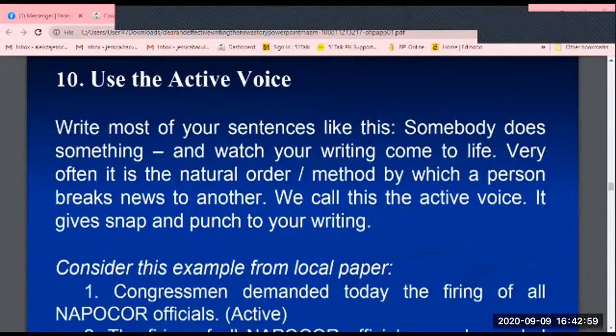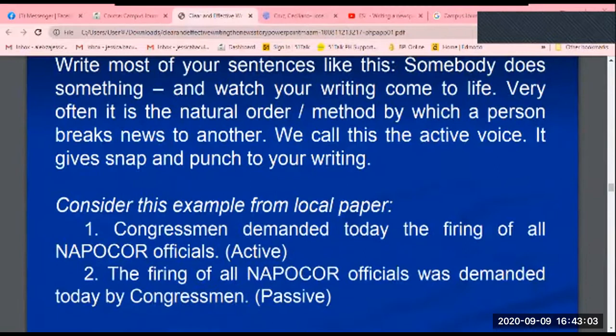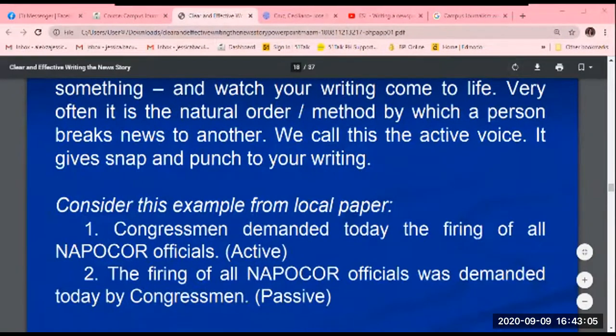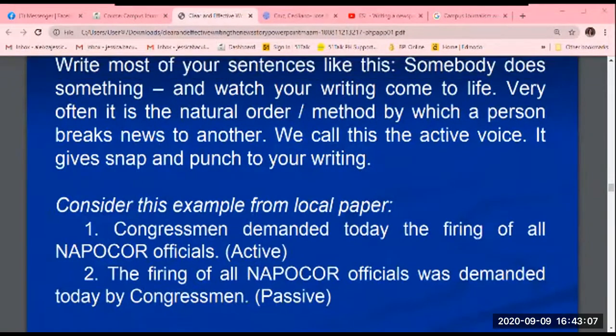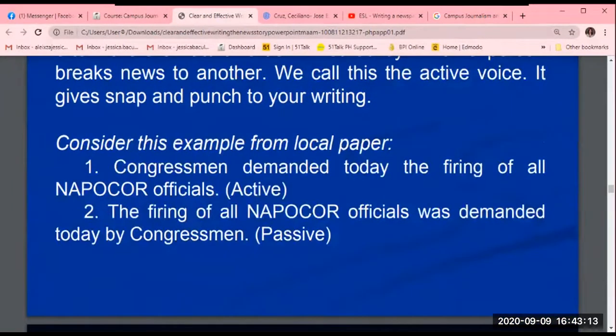Next, use the active voice. Please do not use the passive voice, so that you do not pass on hearsay, like "he said daw," "so-and-so daw, that daw." So we have to do it in active voice.